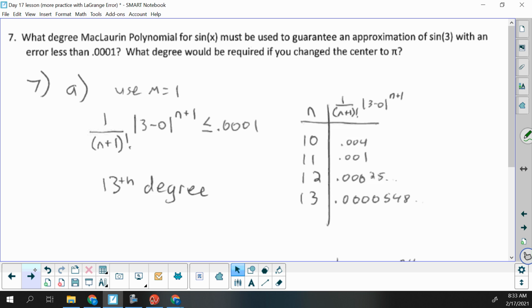Next one is pretty similar idea. This time, though, we are centered at 0 because it was Maclaurin, and we were subbing in 3. But other than that, M is the same. You got the n plus 1 over n plus 1 factorial. Remember to only look at the odds. 11 was not small enough. 13 was. And because we put it in as n plus 1s, that's what we want, the 13th.